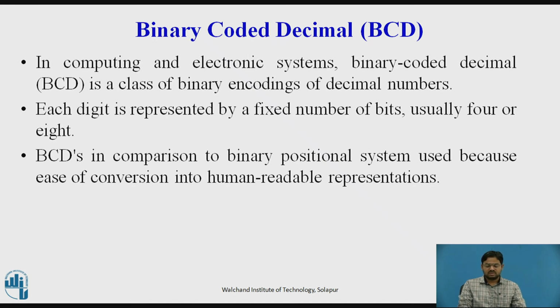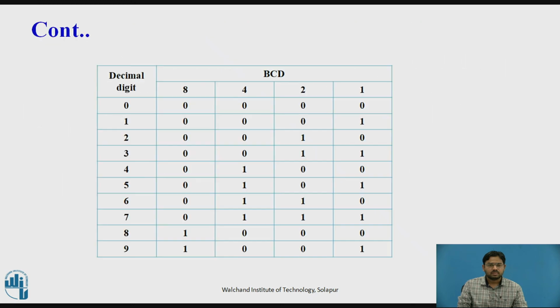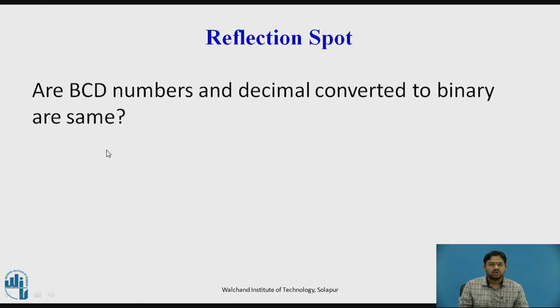So BCD gives the convenience that it can be easily read by humans. So that's why BCD is used. BCD code is also called the 8421 code, and every decimal digit is represented by its 4-bit binary equivalent. So the decimal digit 0 is represented as 0000 in 4-bit binary coded decimal. Similarly, 1 is represented as 0001. So we are converting each decimal digit to an equivalent binary number.